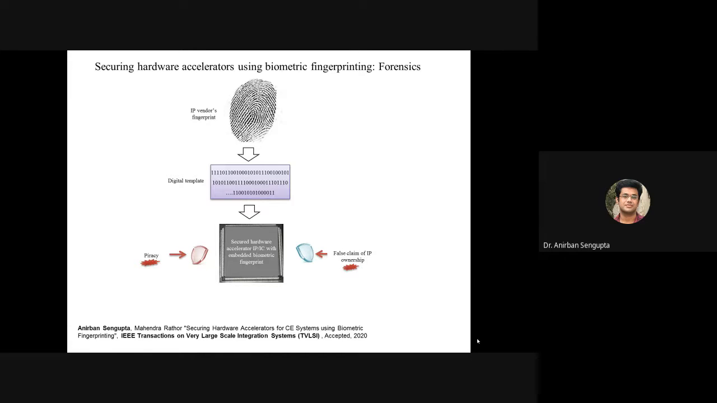So what this basically does is it uses an IP vendor's fingerprint to convert it into its respective digital template. And once a digital template is made, then it will be further converted into its respective constraints to produce an anti-pirated secured hardware accelerator that is able to defend against piracy as well as fraudulent claim of IP ownership. Fraudulent claim of IP ownership is also a very important problem because a lot of fake ownership claims are made by different IC or IP vendors for the IoT hardware.